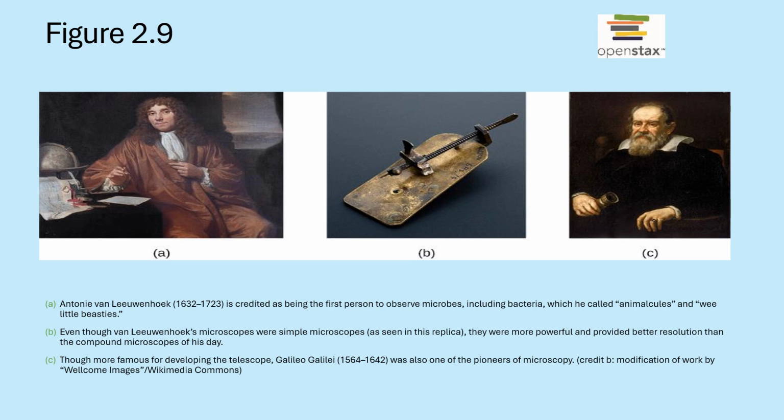As I said, it's a simple one, so it just had one lens in it, essentially kind of like a magnifying glass. And over here under C, this is Galileo. A lot of people think of him with his telescopes and his work done in astronomy. However, a lot of people do not realize that he also is considered one of the pioneers of microscopy.